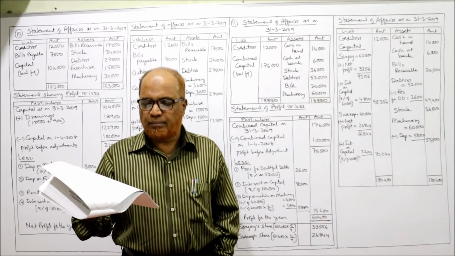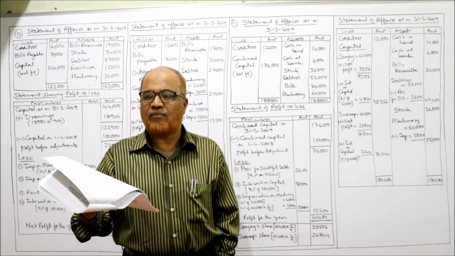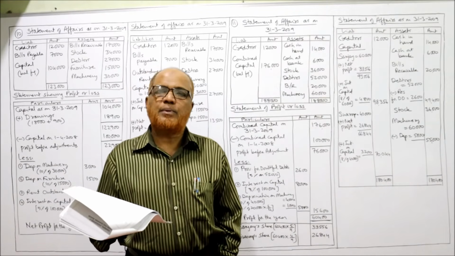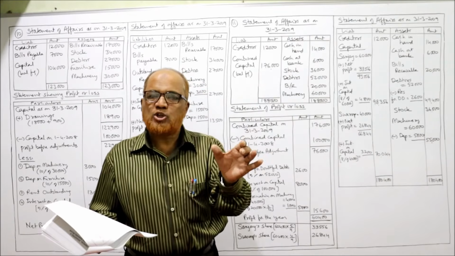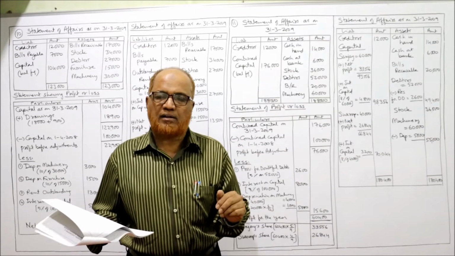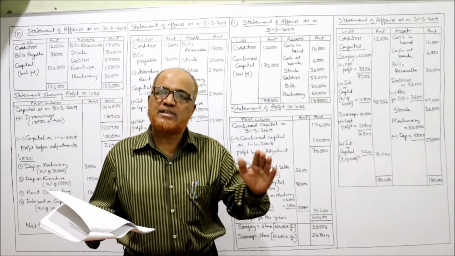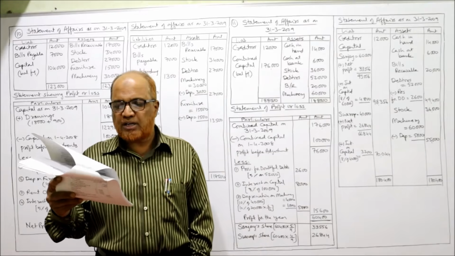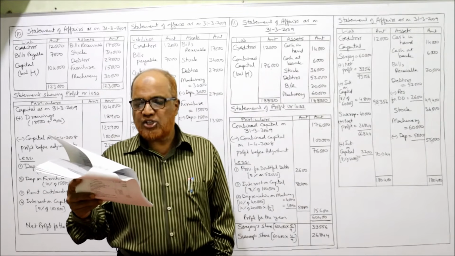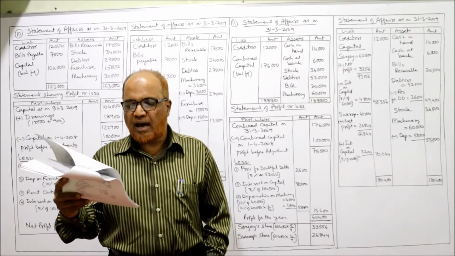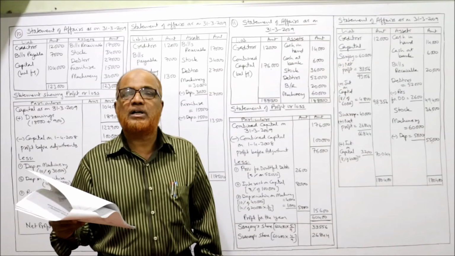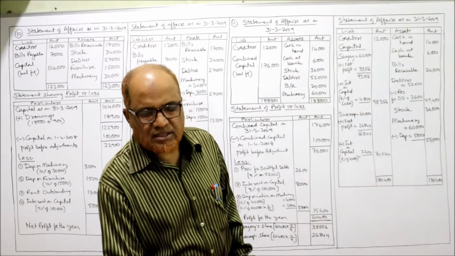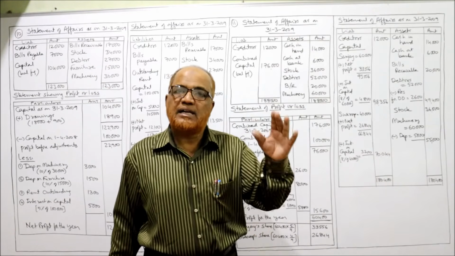Find profit made by the firm and also show the statement of affairs at the end after the following adjustments. Just like the previous problem, we have to make a statement to find out the profit or loss during the year. And then we have to make a statement of affairs at the end of the year after making adjustments. What are the adjustments? Depreciate machinery by 10%, interest on capital at 8%, and provide 5% for doubtful debts on debtors. 3 adjustments.